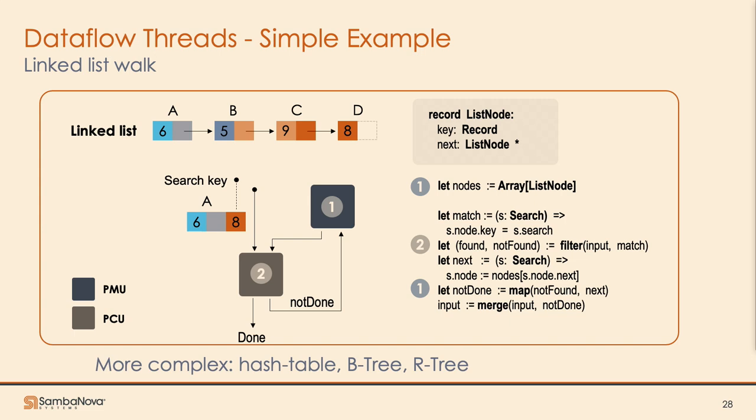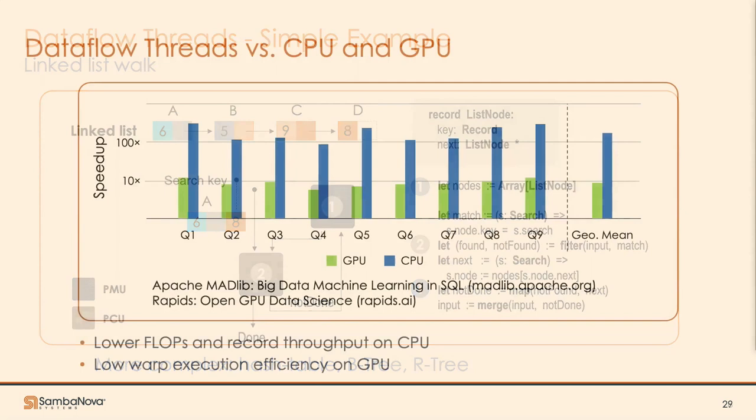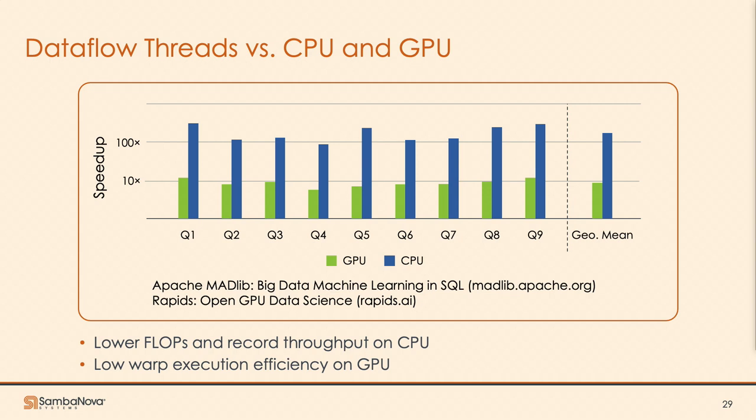And so this is a very simple example, but of course you can build much more complex data structures using hash tables and B trees and R trees, and then you can use these to implement very, very efficient database applications, right? So as an example, we have a whole array of database queries that we've implemented using data flow threads. And we compare the performance of these queries against both CPUs and GPUs.